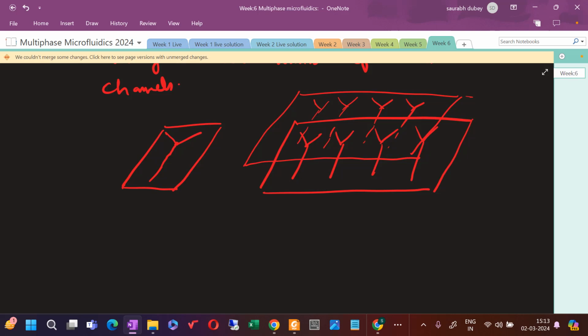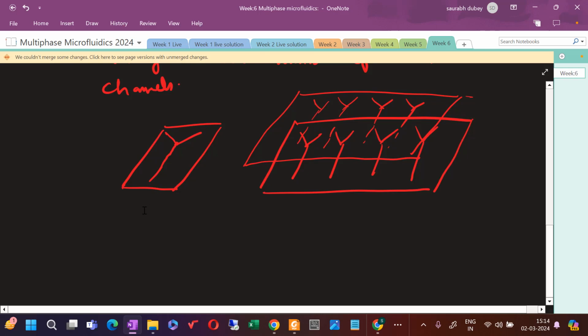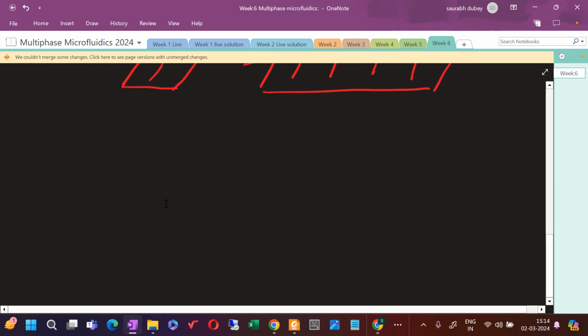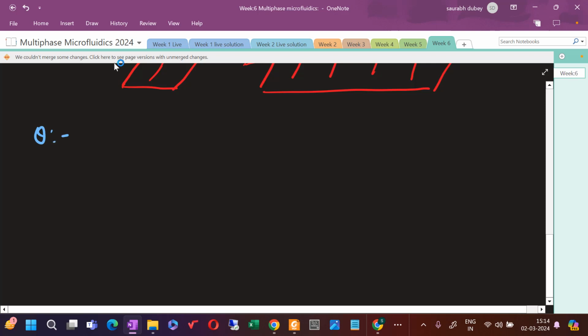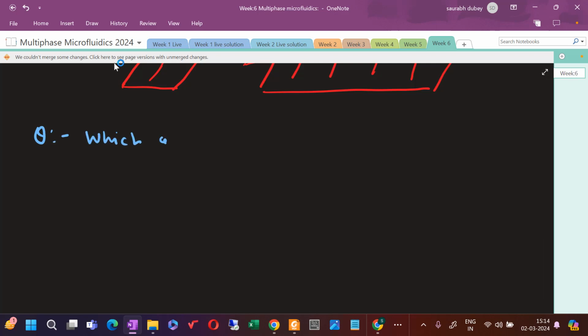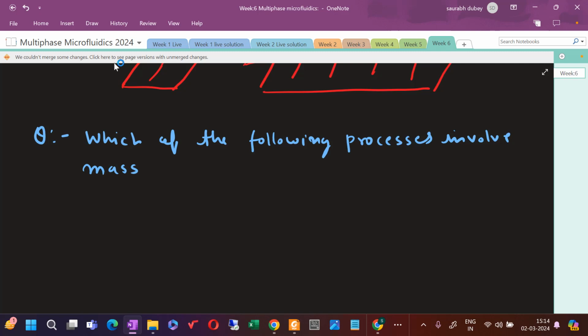And the next problem is: which of the following processes involve mass transfer?